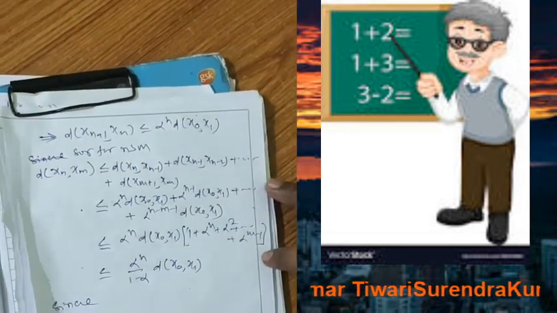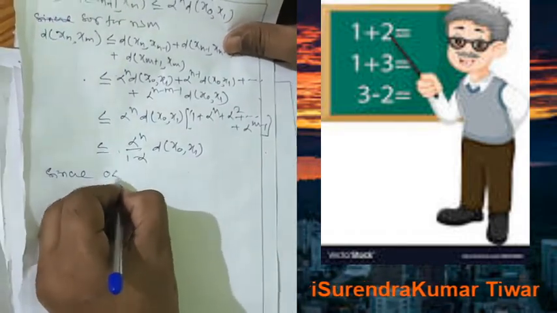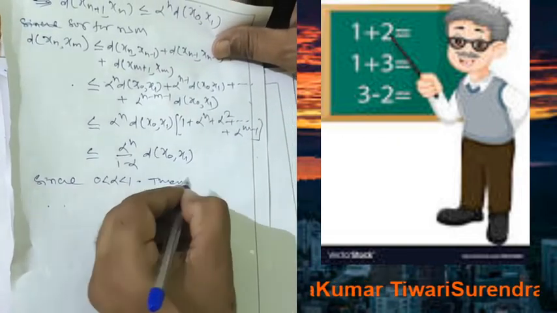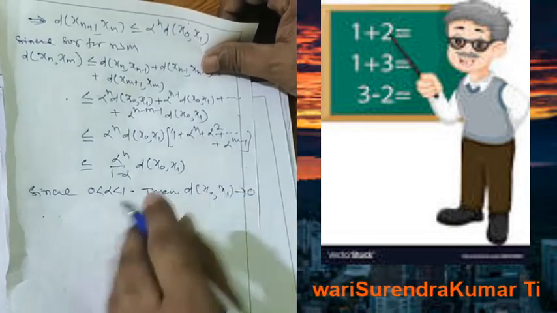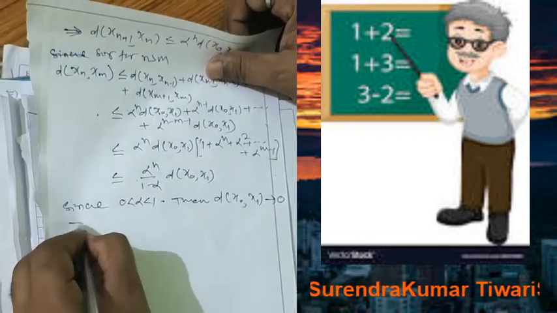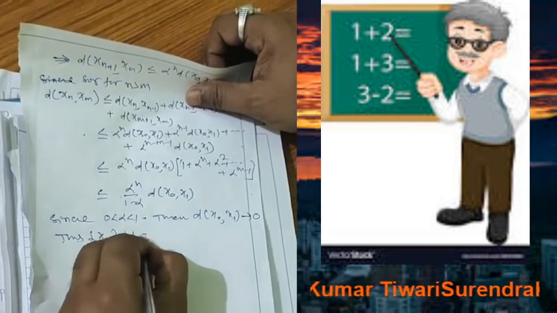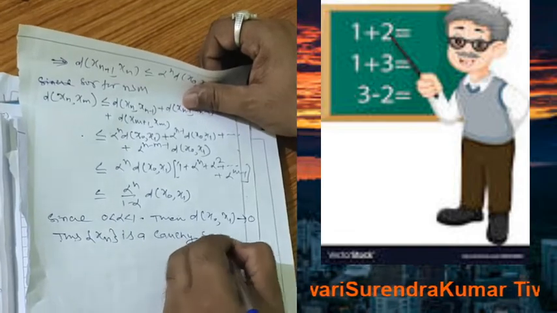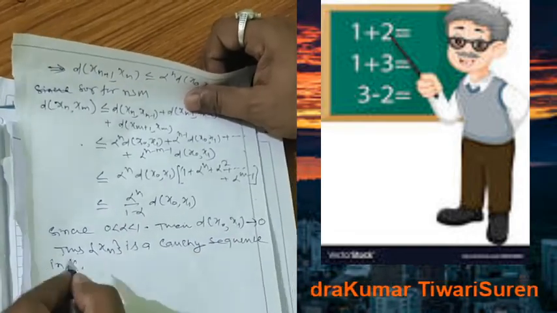Since 0 is less than alpha less than 1, then alpha to the m d(x0, x1) tends to 0. Thus the sequence xn is a Cauchy sequence in X.